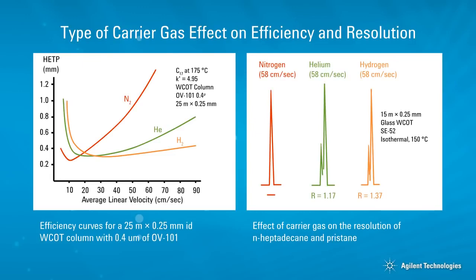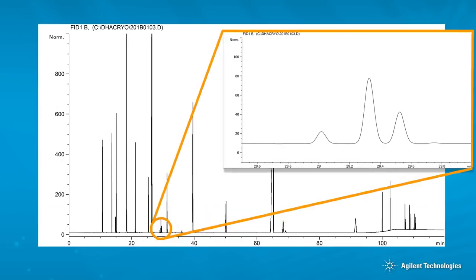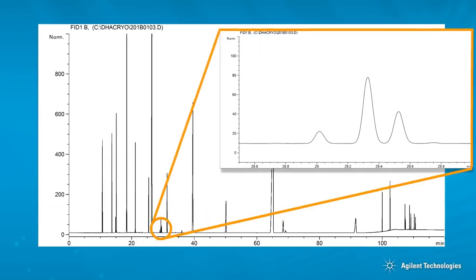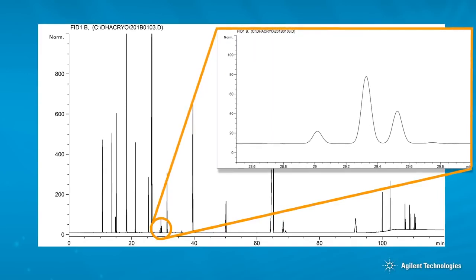Optimum linear velocity for helium carrier is about 20 to 30 centimeters per second. For a 320 micron column, this translates into a column flow of about 1.5 milliliters per minute. From the second diagram, you can see if nitrogen is used at the fast linear velocity of 58 centimeters per second, resolution of the two peaks is lost. Here is an example of a thin film column yielding very high resolution.